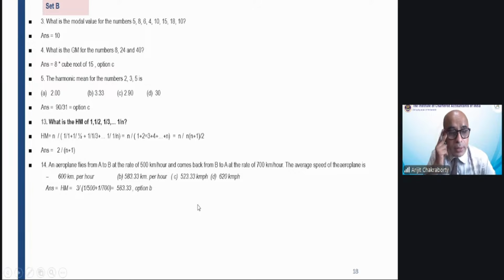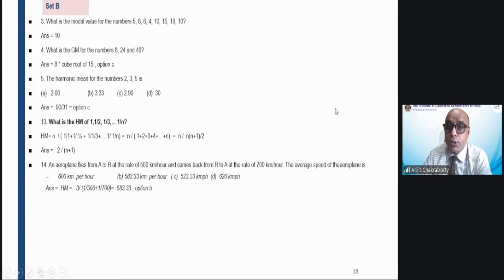This question we have done earlier. If aircraft flying from point A to B, very similar questions we have handled and discussed earlier in the session today. So one way it is moving 500 kilometers per hour and comes back at the rate of 700 kilometers per hour. We need to find out the average speed.